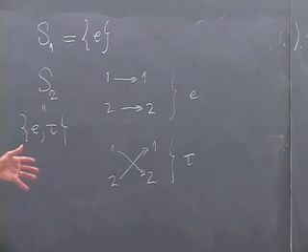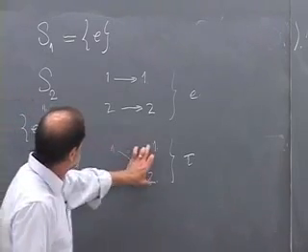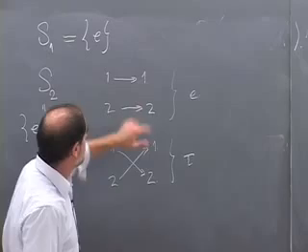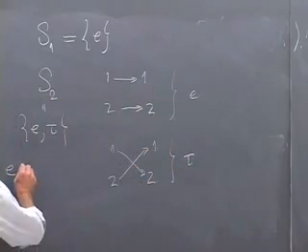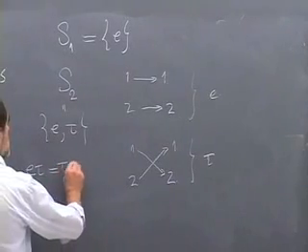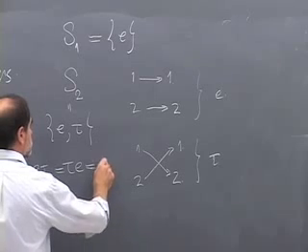Now, those are the only possible permutations of 2 letters. And we want to know what the multiplication law is. Well, if we compose any permutation with the identity permutation, we get itself. So obviously you have E tau is equal to tau E is equal to tau.